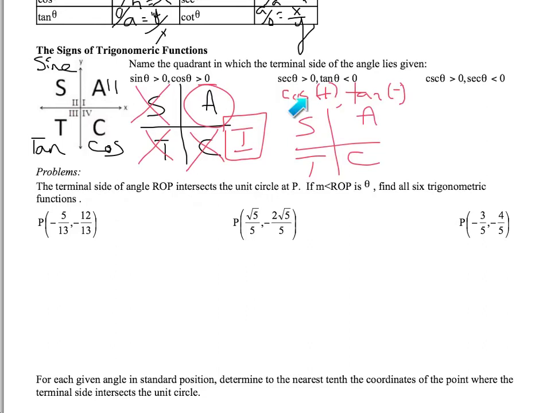Is cosine positive in A? The answer is yes, everything's positive. So, ask our next question, is cosine positive in S? The answer is no. So we cross it off.